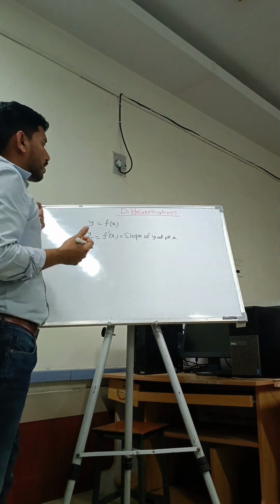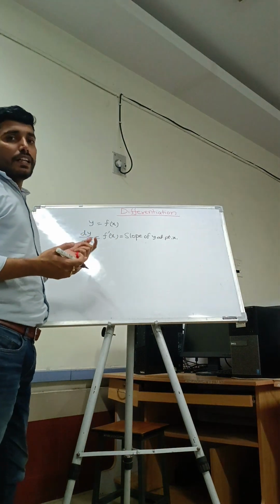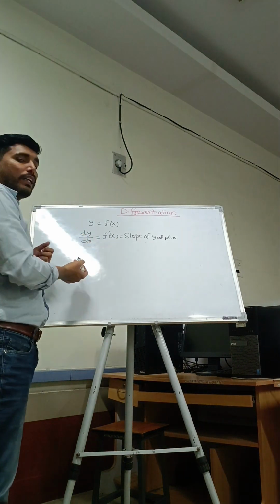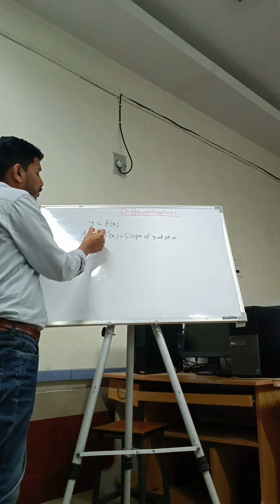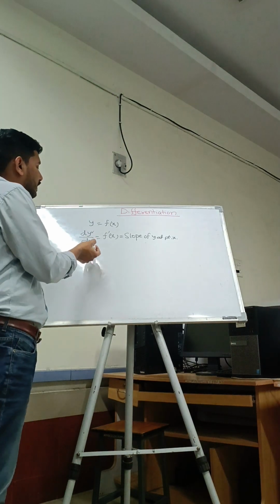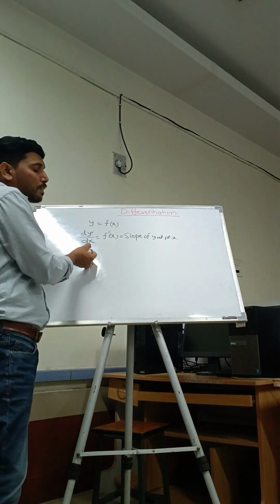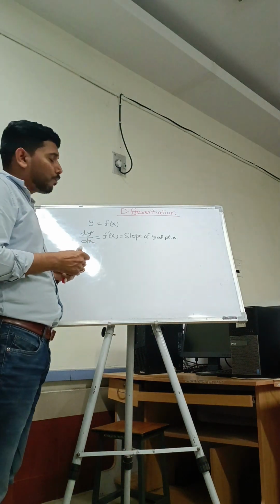Now we will understand what differentiation is. It is defined as the rate of change of one physical quantity with respect to change in another physical quantity. Here suppose y is one physical quantity and x is another, so we define the rate of change of y with respect to change in x. We will try to understand this with the help of one example.